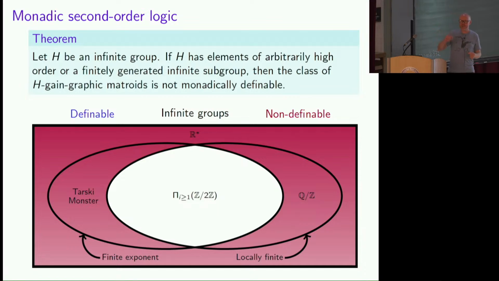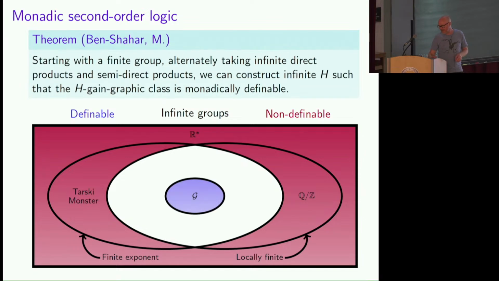If H is not in the intersection, then the class of H gain graphic matroids is not monadically definable. We know that much. But there are some infinite groups for which the class of gain graphic matroids is monadically definable. So this is work that I did with Sapir Ben-Shahar last year, which was her senior project year.